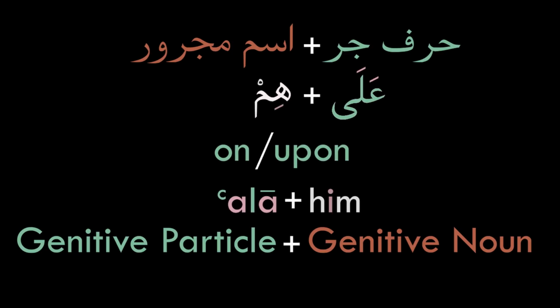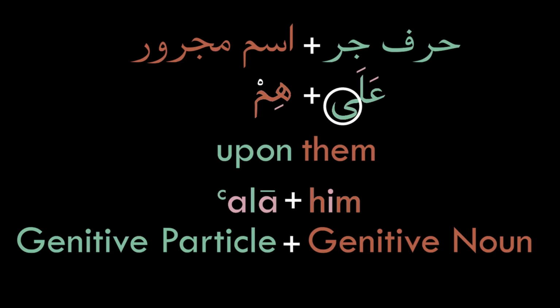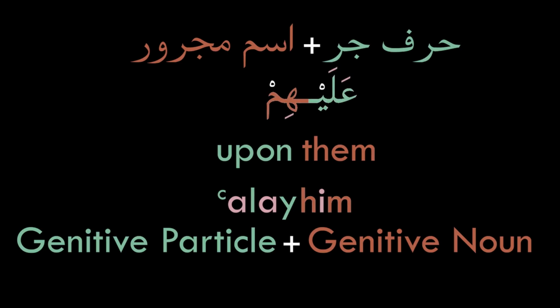And hum is an attached pronoun that plays the role of the genitive noun that should come after the genitive particle, and it means them. So, alayhim means upon them. Also, ala ends with a restricted alif. But because the restricted alif can come only in the end of a word, we transform it into ya to be able to attach it to a pronoun.